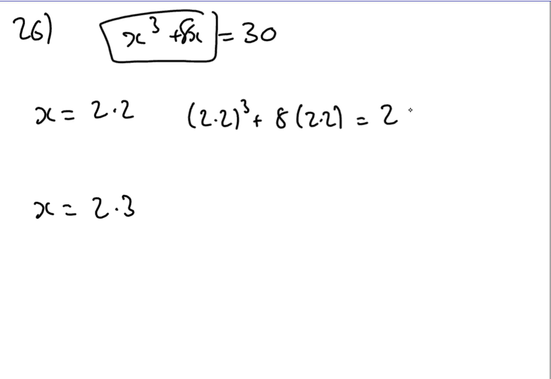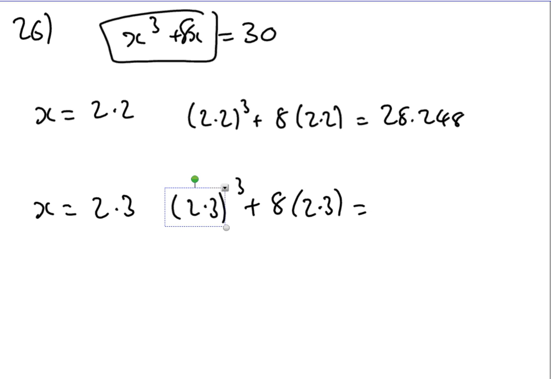That gives me 28.248. Then we do 2.3 cubed plus 8 lots of 2.3. So 2.3 cubed, and then plus 8 lots of 2.3. That then gives us 30.567. So if we can see from the gap here, 30 will be in there. So show that there's a solution between the two.